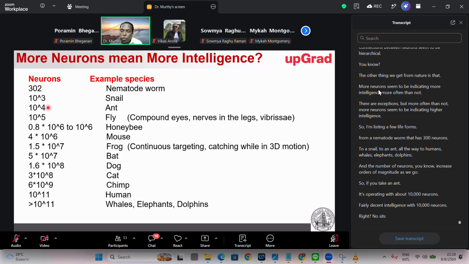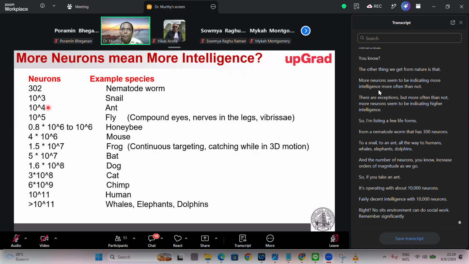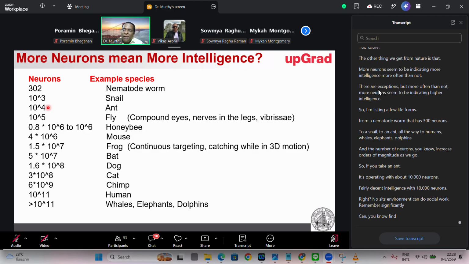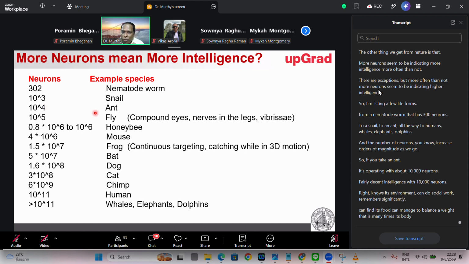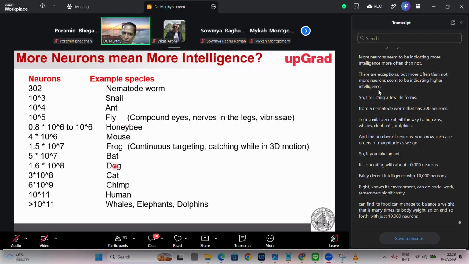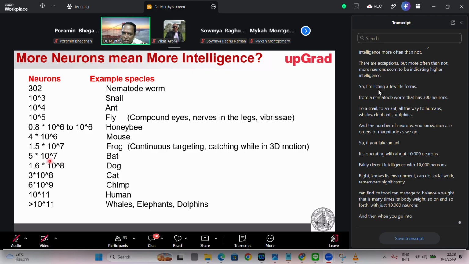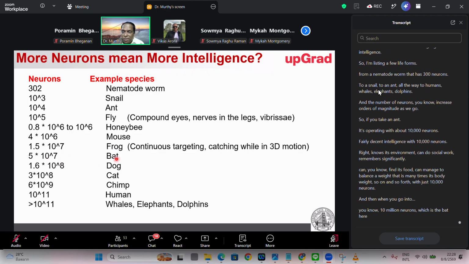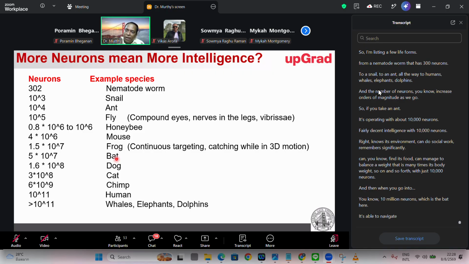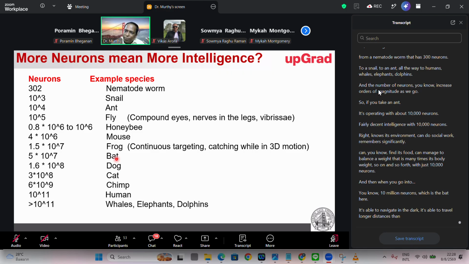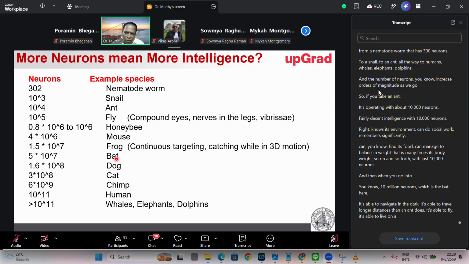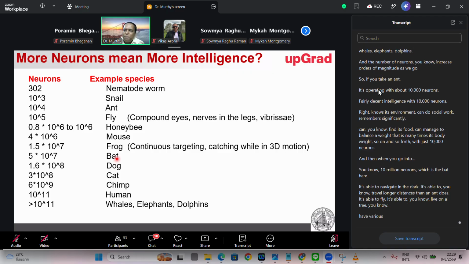It knows its environment, can do social work, remembers significantly, can find its food, can manage to balance a weight that is many times its body weight, and so on and so forth, with just 10,000 neurons. And then when you go to 10 million neurons, which is the bat here, it's able to navigate in the dark. It's able to travel longer distances than an ant does. It's able to fly. It's able to live on a tree, have various things. It has complex functions.